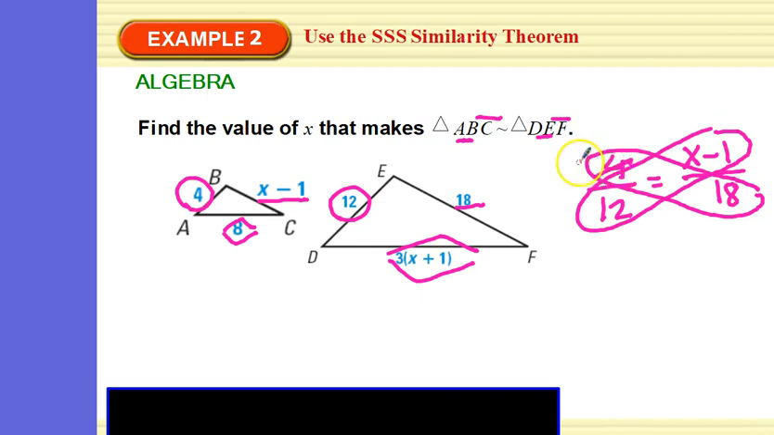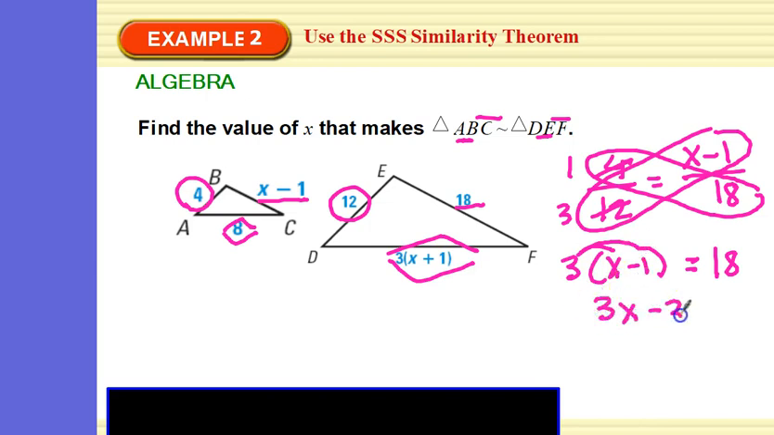We can reduce this. 4 goes into 4 once. 4 goes into 12 3 times. 1 times 18 is 18. 3 times x minus 1. 3x minus 3 equals 18. 18 plus 3, 21. 3x is 21, so x is 7, dividing by 3 on both sides.